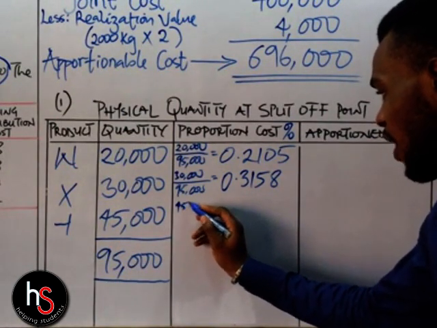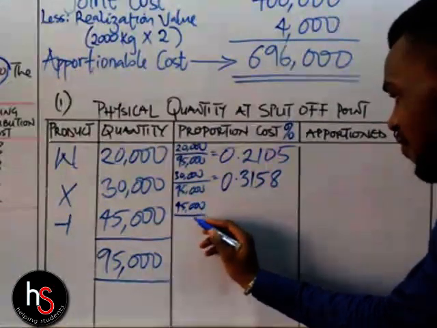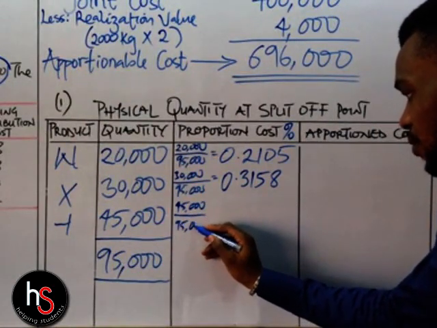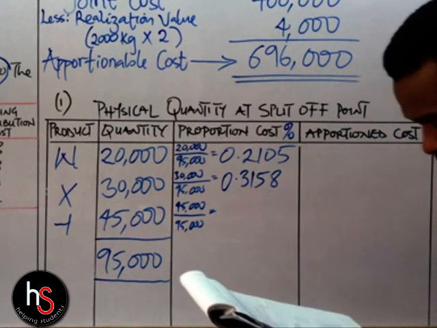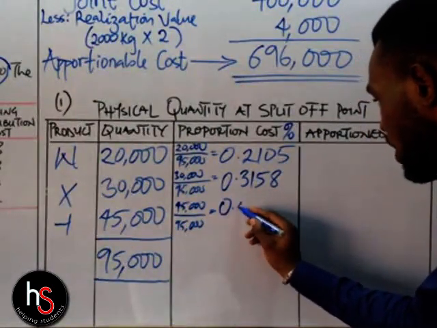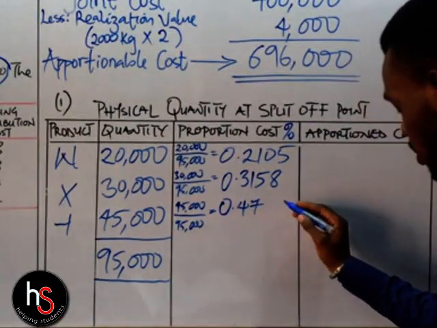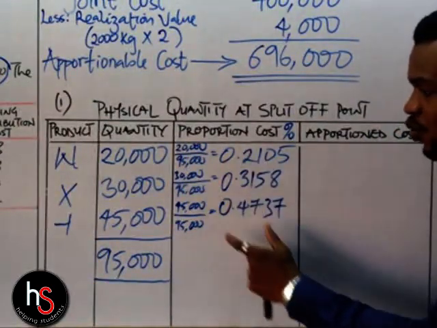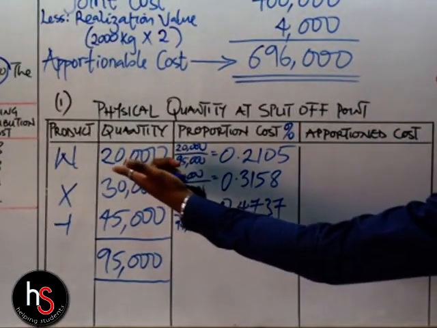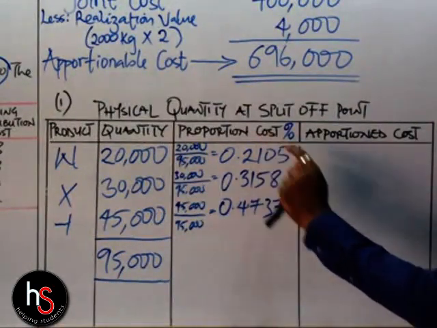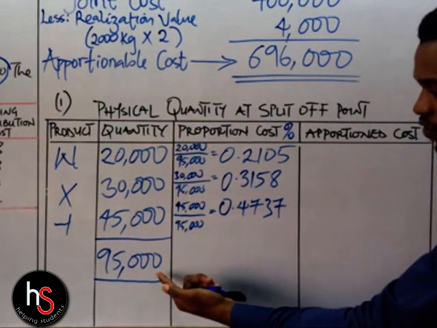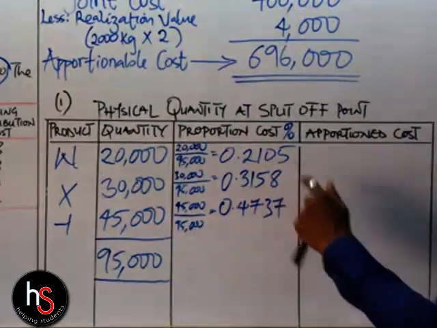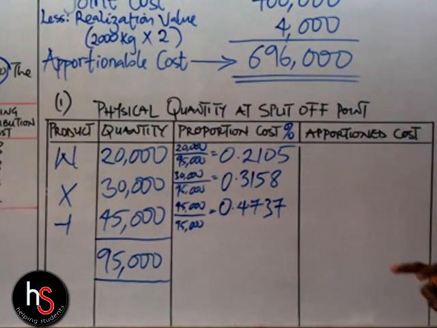Then we'll come over to the last one. We'll say 45,000 divided by 95,000. It gives us 0.4737. Now, these values we have here represent each of the quantities, right? So proportion cost will divide the quantity from the total to give us its value. Now we'll come to the apportioned cost.